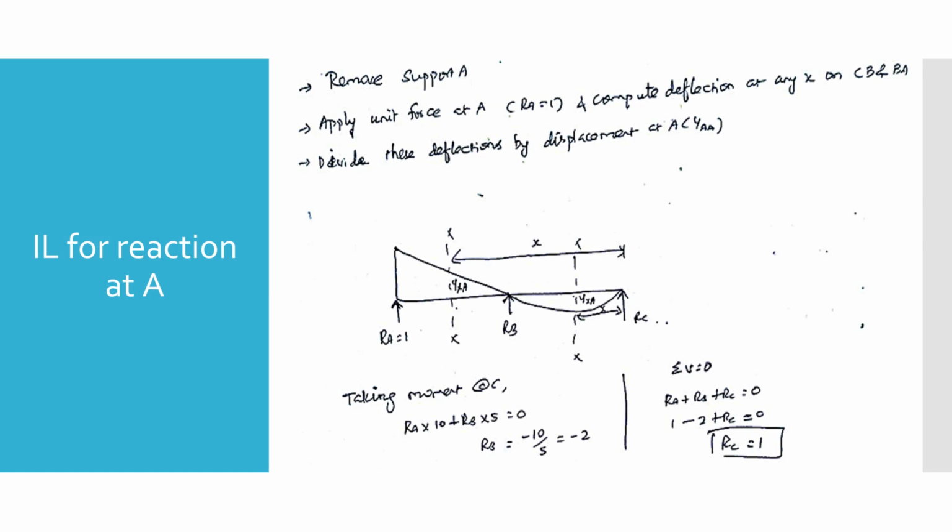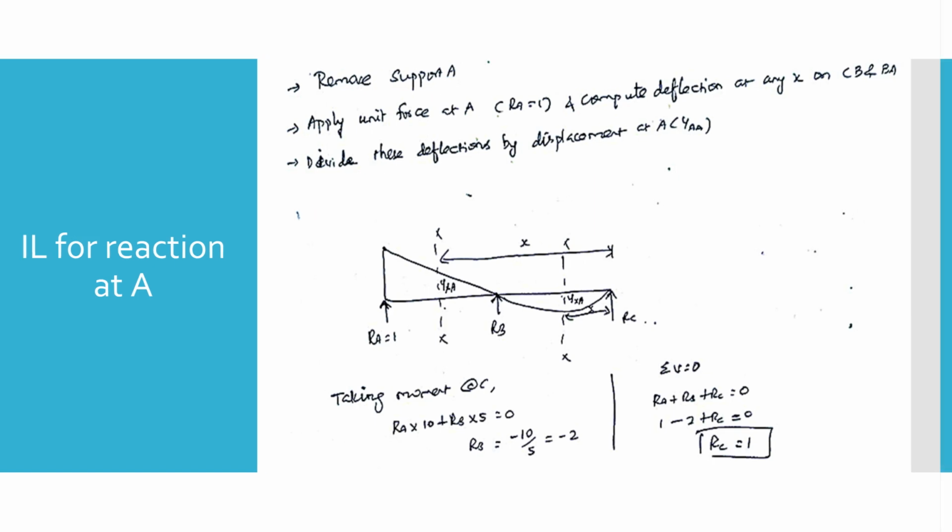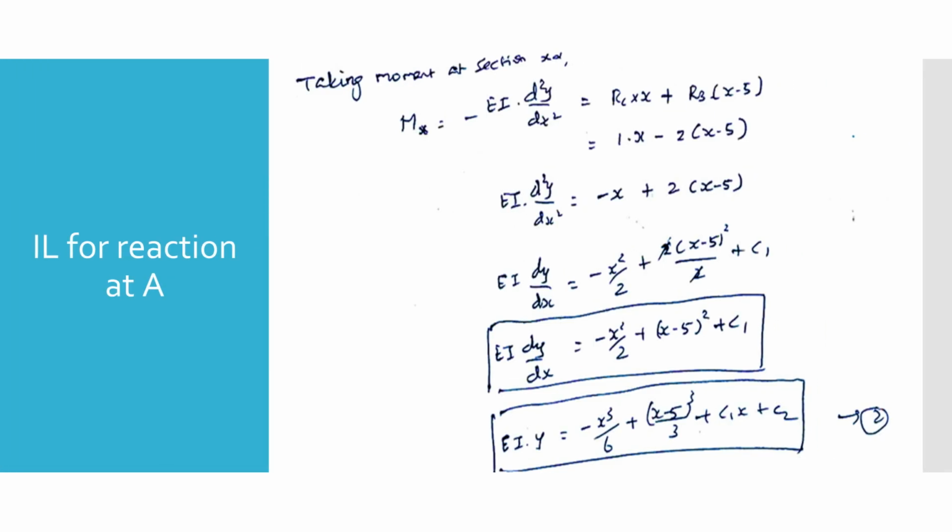By taking static moments about support C, we balance the system to find that the reaction at B, Rb, equals -2, and the reaction at C, Rc, equals 1. According to the principle, the true influence line coordinate at any point x along the beam is the ratio of its local displacement, yxa, divided by the total displacement at support A, yaa. We establish our positional variable x starting from the rightmost support, C.